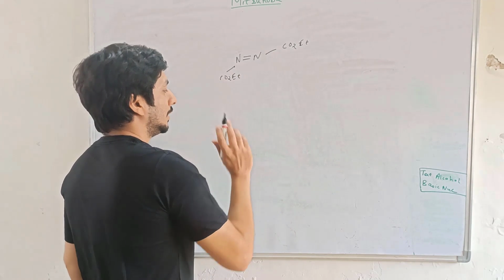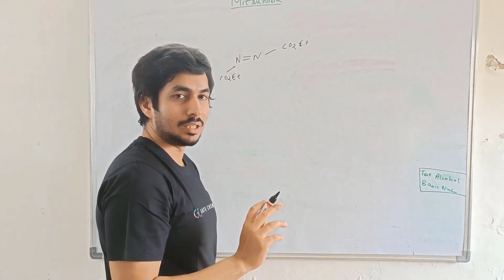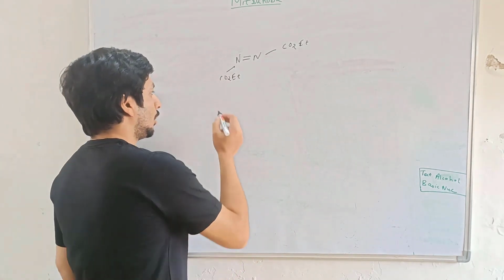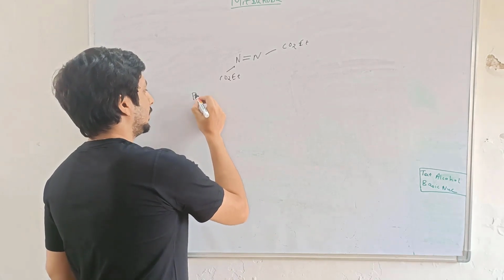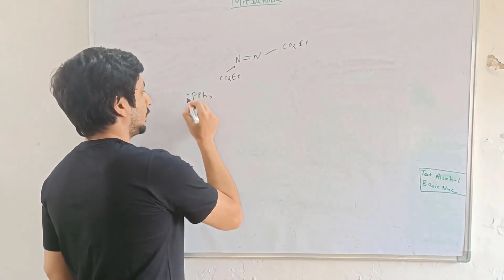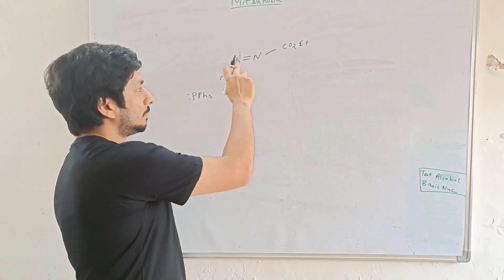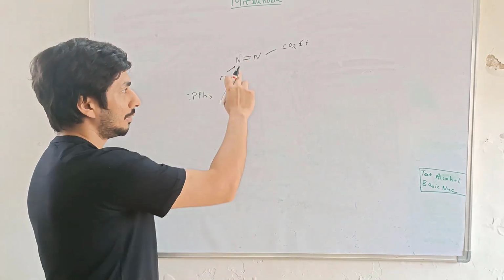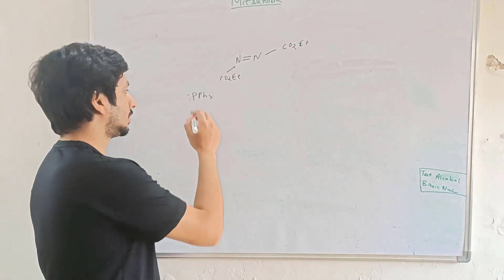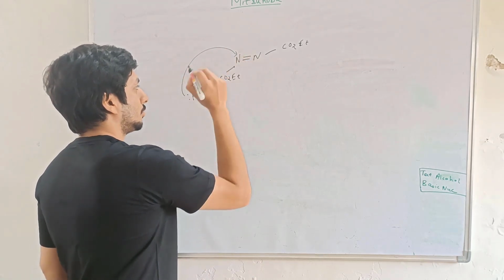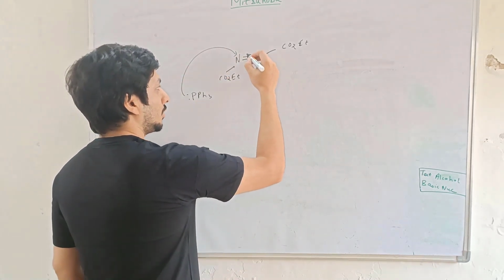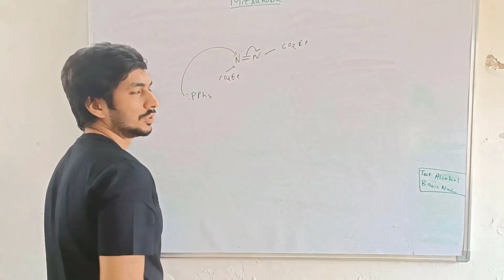Anyhow, so we have diethyl azodicarboxylate. Now we have triphenyl phosphine. What this triphenyl phosphine does is it has a lone pair of electrons, and this pi bond is very weak. This N double bond, this pi bond over here is very weak. So the lone pair of electrons attack this nitrogen over here, and these pi electrons migrate to this nitrogen.